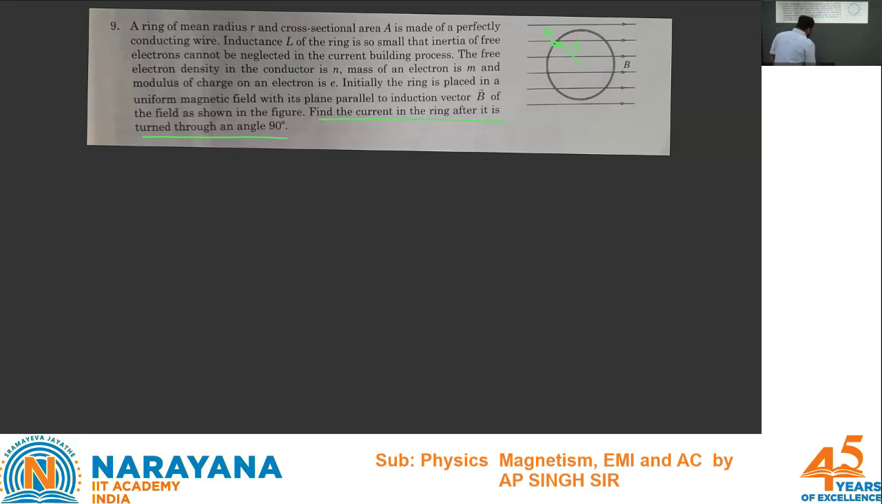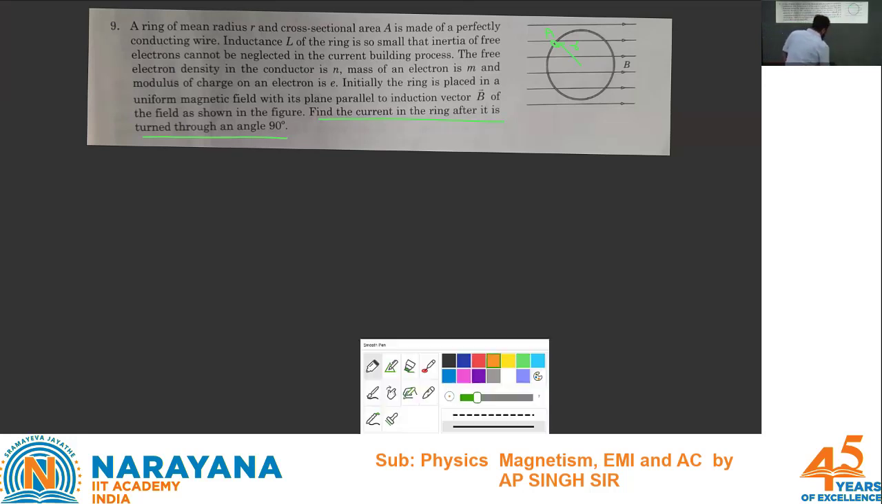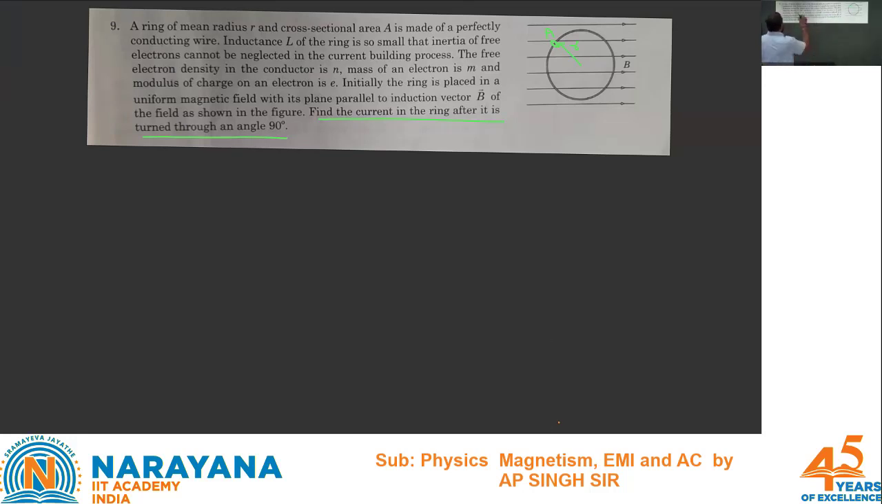So let's understand what he wants in this problem. That is where the question is different from conventional problems. He says, let me explain. The ring has mean radius r and cross-sectional area capital A, made of perfectly conducting wire. The inductance of the ring is small. Now, why is he giving all this?